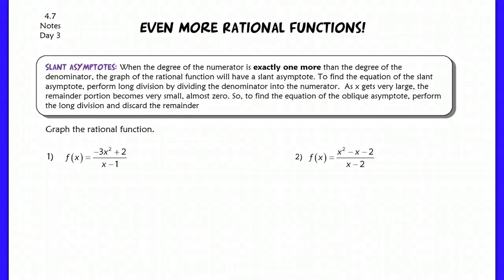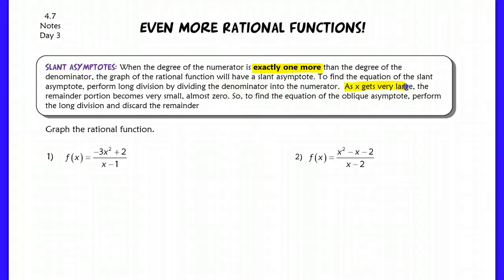This lesson is for day 3 of graphing rational functions. Today we're going to introduce you to a new topic, and that's slant asymptotes. A slant asymptote occurs when the degree of the numerator is exactly one more than the degree of the denominator. So instead of having a horizontal asymptote, it's now going to have a slant asymptote. To find your equation for the slant asymptote, you're going to long divide by dividing the denominator into the numerator.